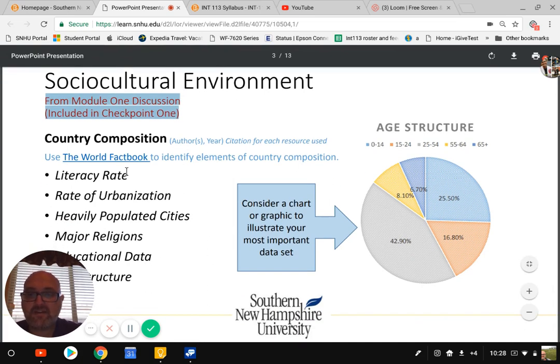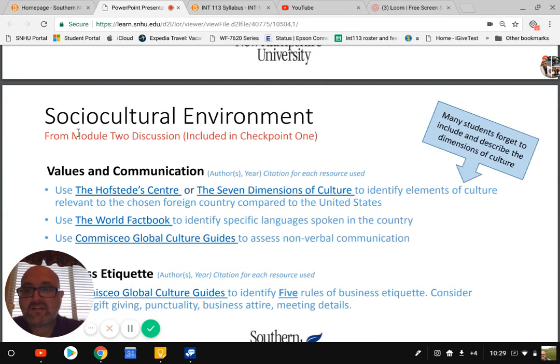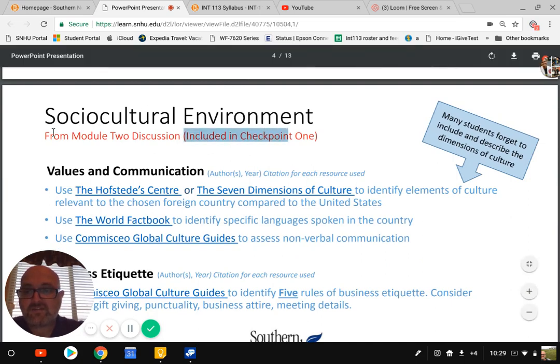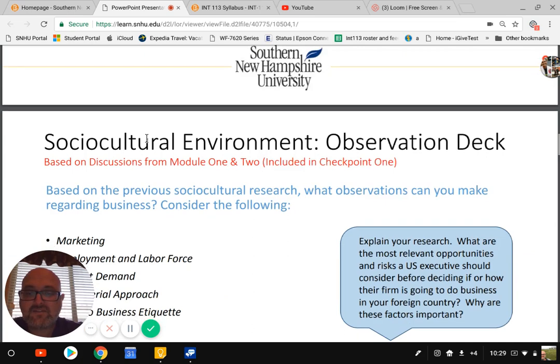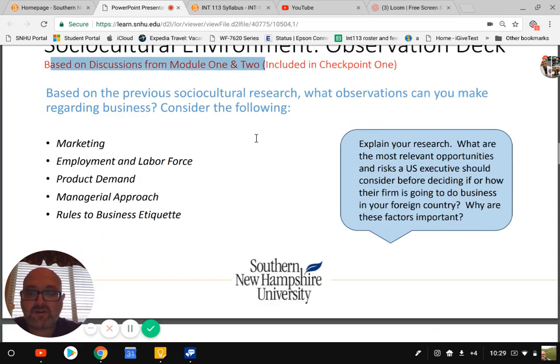This is where we talk about the country composition, including the literacy rate. So as you see, all the information you gather and present in the weekly discussions, those flow right into your checkpoints, which flow right into your final project. So if we just keep going real quick, now we're on the social cultural environment, which again is included in checkpoint 1. And you answer and you research the information in module 2 discussion. Social cultural environment observation deck based on the discussions from module 1 and 2 included in checkpoint 1.